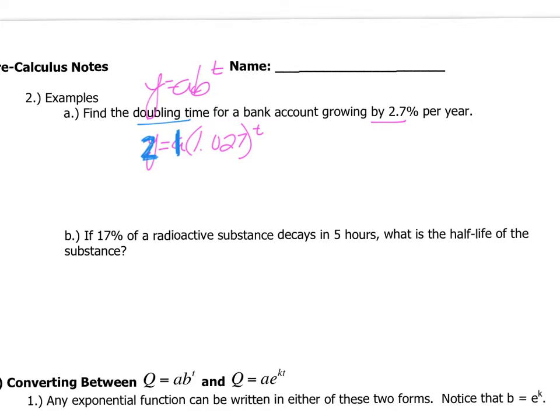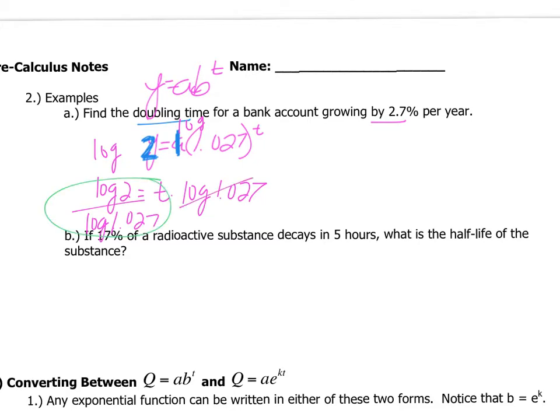So from here, I can take the log of both sides so that I can use that power property. So the log of 2 equals t times the log of 1.027, and then divide both sides by the log of 1.027. This is what goes in your calculator. We should be getting a t value of about 26 years.